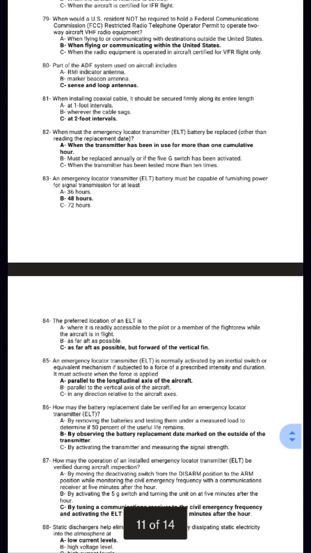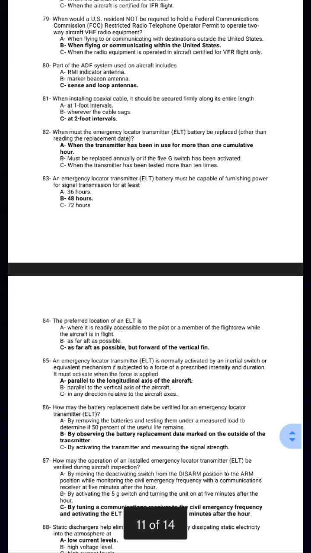I put vertical. He said vertical. Oh my gosh. So I guess it's parallel to longitudinal. I don't know why I got that, I don't know why he showed us that picture wrong. So yeah, I guess it's parallel to the longitudinal axis.